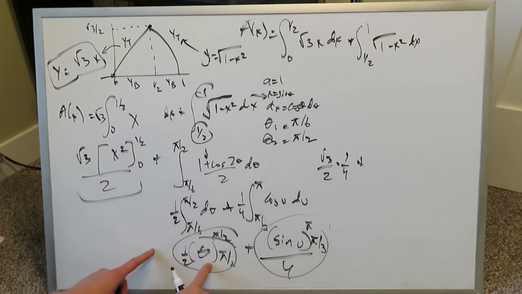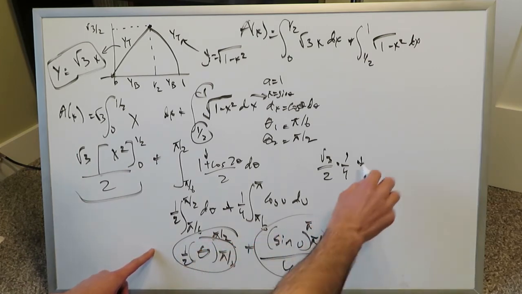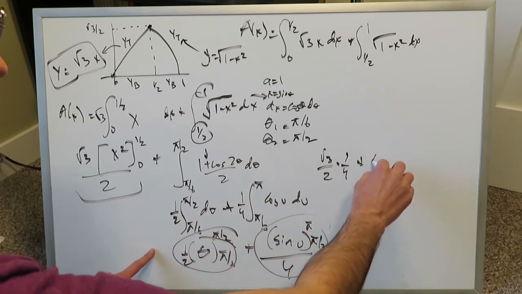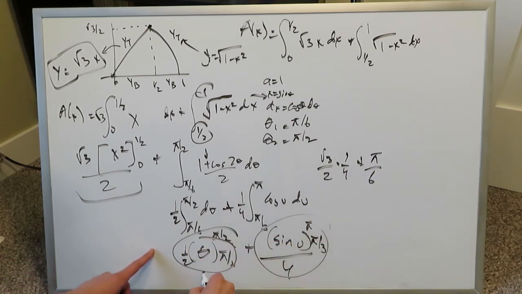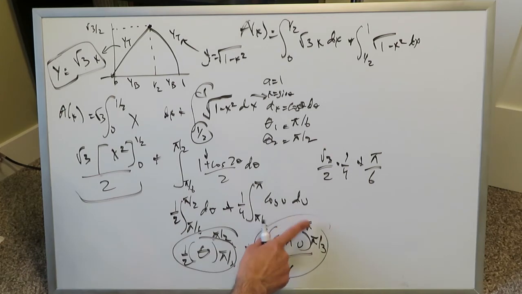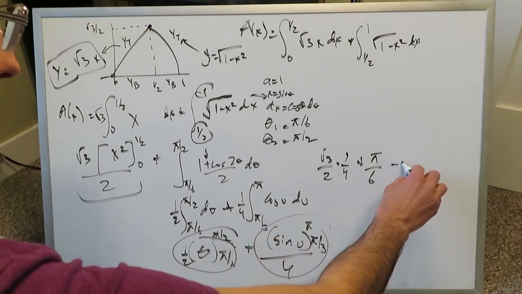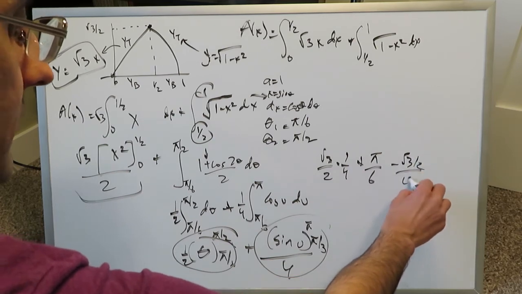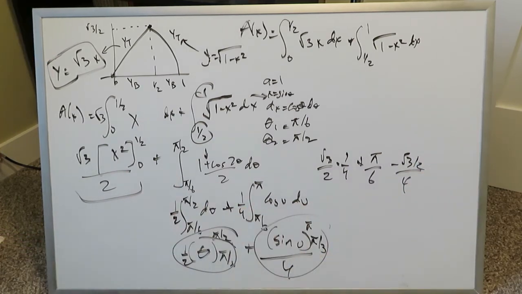When you do this part right over here, you're putting a pi over 2 and a pi over 6. The difference of that is a pi over 3. Pi over 3 times 1 over 2, well, you get pi over 6 from right over here. When you look over here, you do sine of pi minus sine of 60. 0 minus root 3 over 2 will be minus root 3 over 2 over 4. You can verify all of this once you learn these techniques.